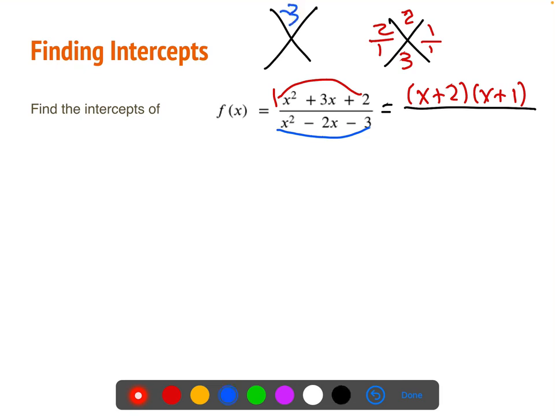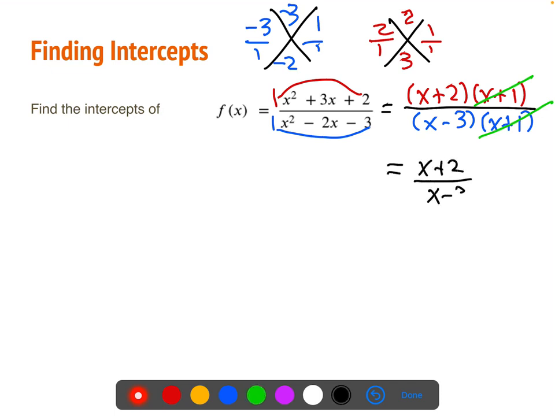On the bottom, he's a squared also, so I'm going to factor him using the big X. A times C is negative 3, negative 2 for the B. What multiplies to give me that is negative 3 and 1, divide by A. So I get x minus 3, x plus 1. And I did this because some stuff cancels. The x plus 1s are like factors. So now I'm left with x plus 2 over x minus 3.